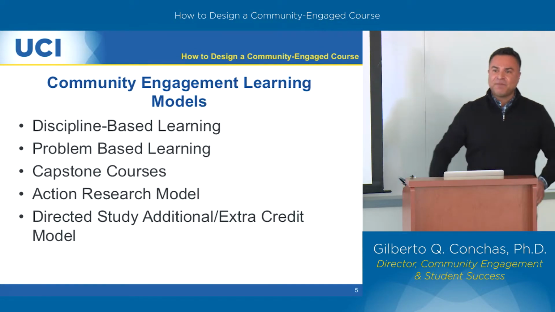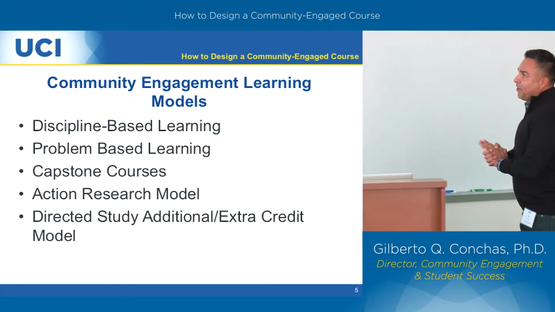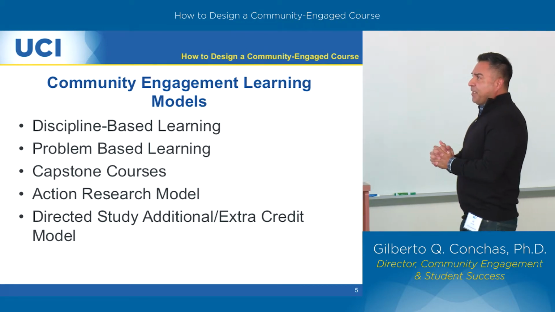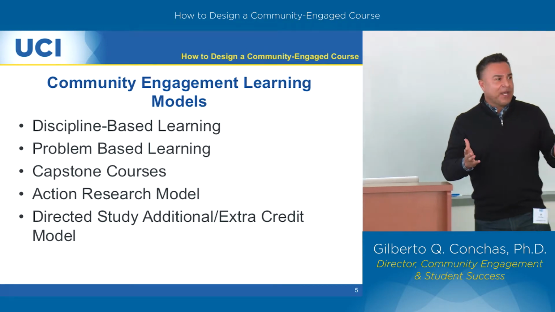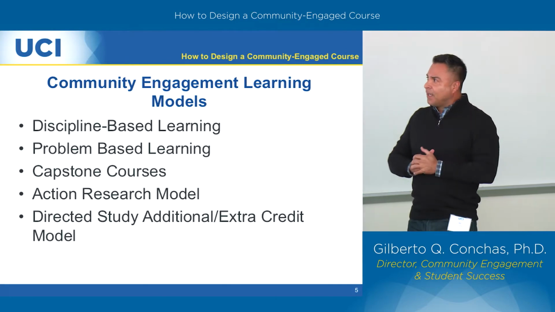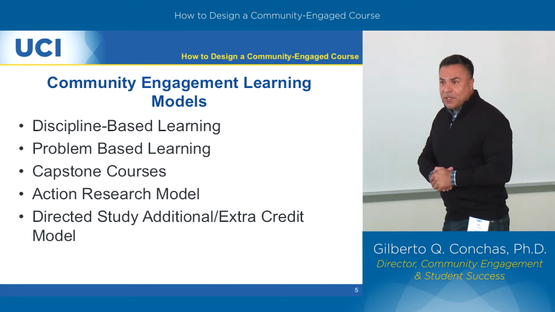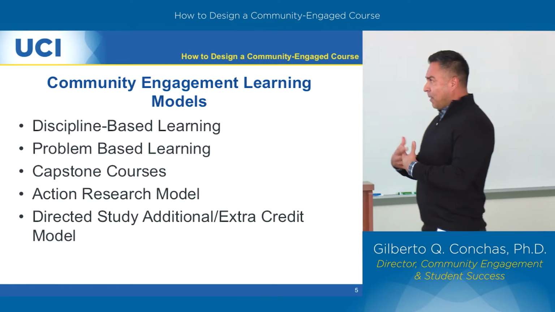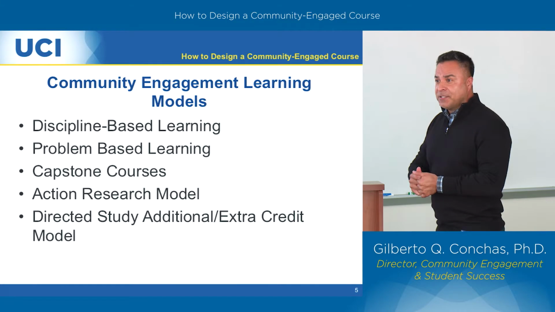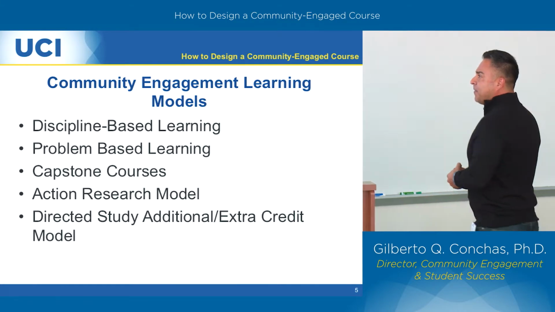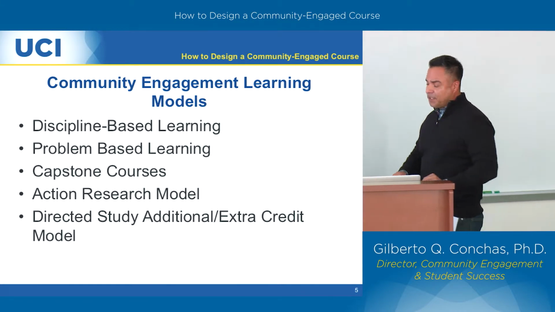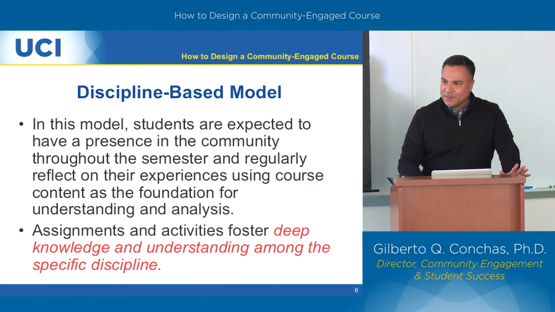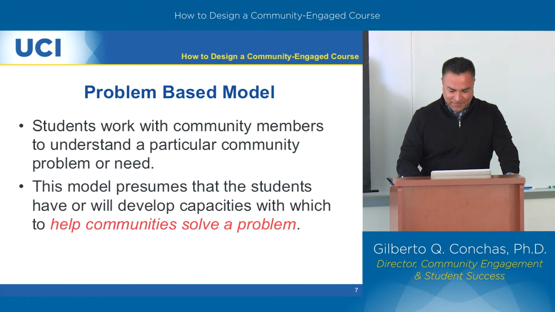So there are different types of community engaged learning models. There's discipline-based, there's problem-based learning, capstone courses that you may have to take in the junior or senior year, action research models where the intention is actually to go out and work actively with communities for change, social justice for instance. And there's directed study where students would get additional credit. Because of time constraints, I'm not going to go through each of these models, but know that they're going to be on the webpage.